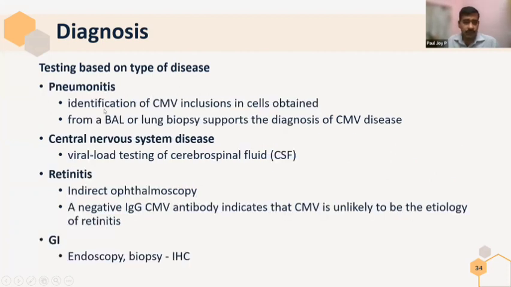And for various target organs, specific tests can be used. For pneumonitis, bowel or lung biopsy can be done, where IHC can also be done. In CNS disease, CSF can be tested for the presence of virus by PCR. And in retinitis, ophthalmoscopy can be done, or serology and PCR testing from vitreous fluid can also be done. In GI disease, endoscopy and IHC from biopsy can be done.